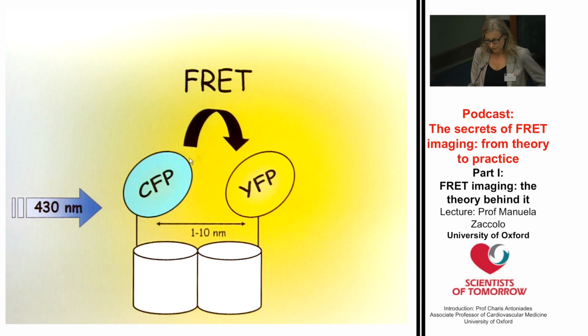Because the efficiency of this process is very, very tightly dependent on the distance, FRET is a very sensitive way of measuring molecular distance with a resolution, as you can see here. We just heard about the optical resolution limit, which is 200 nanometers, and this allows a resolution which is well below the limit due to optical imaging. And so we can exploit this phenomenon to measure protein-protein interactions and conformational change.